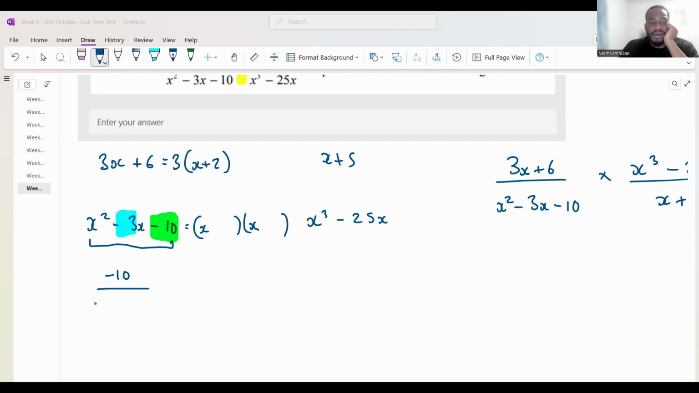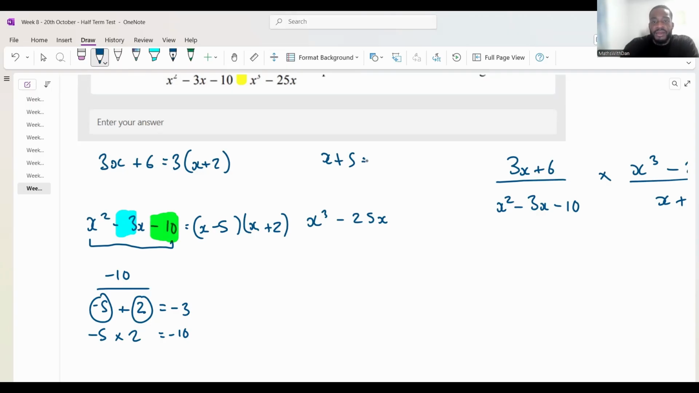Fantastic, Sabri. Minus 5 and 2. Minus 5 plus 2 is negative 3. Minus 5 times 2 is minus 10. So it's definitely those two. Minus 5, positive 2. So that goes there, that goes there. That's done. Now, the next one is x plus 5.